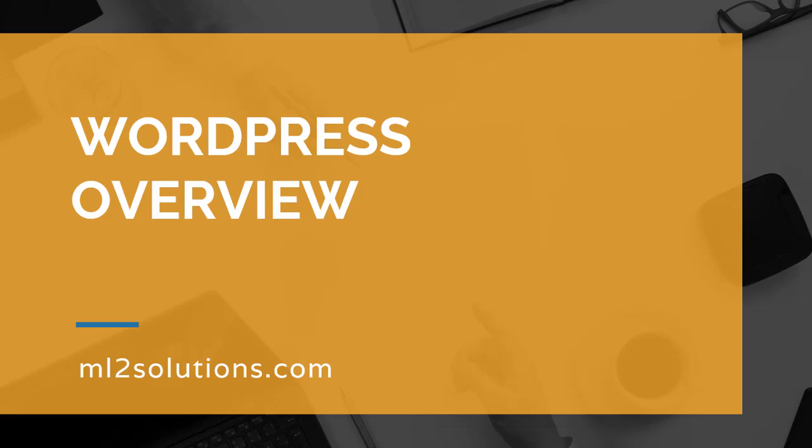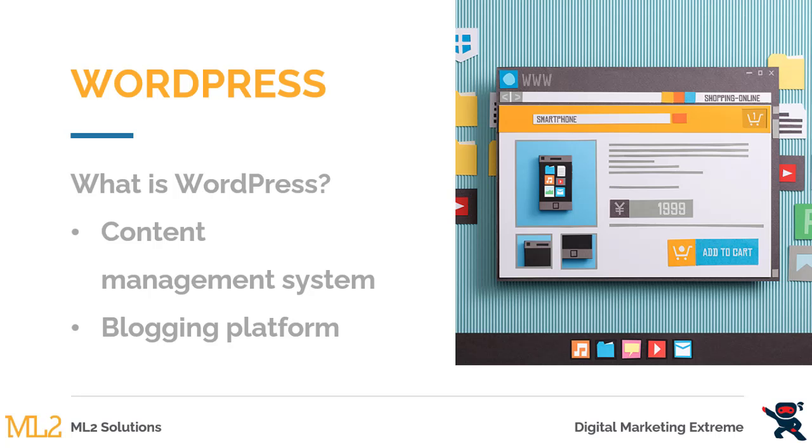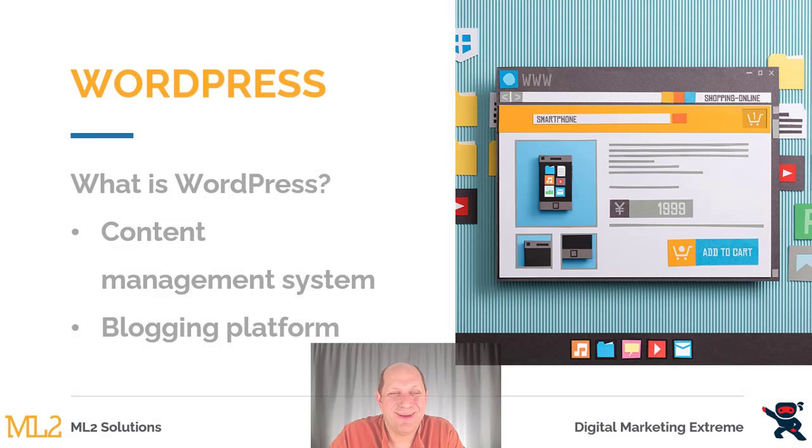So let's go over an overview of WordPress. So what is WordPress? WordPress is what they call a content management system, or a CMS. This is just a fancy term to basically mean it's a software platform that allows you to manage your content. This kind of goes back to the early days of the web, where people had to write all the code and information together, and it was hard to update.